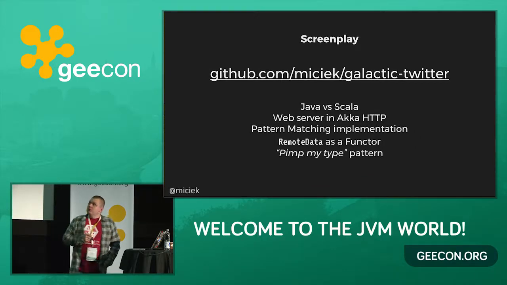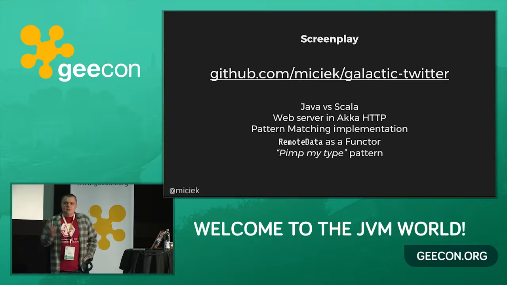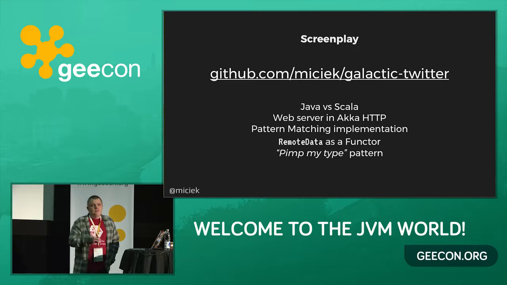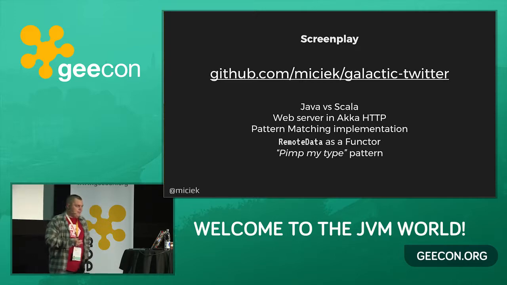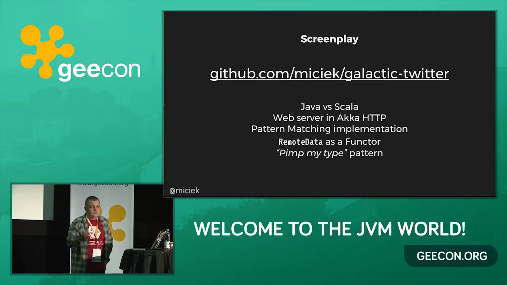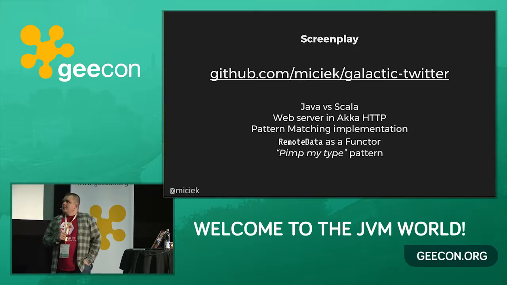The screenplay is available at this GitHub repository. I encourage you to look there. All the things I mentioned here on the slides, all the code is there, and there's also a nice README that goes through all the problems again and many, many more. So you have the same application implemented in both Java and Scala. You can see also how the HTTP server is implemented in Java and Scala, so you can see the differences. This is the same library, but in both languages. And of course, the pattern matching implementation, how the custom ADTs are implemented in Java, so you can see for yourselves.